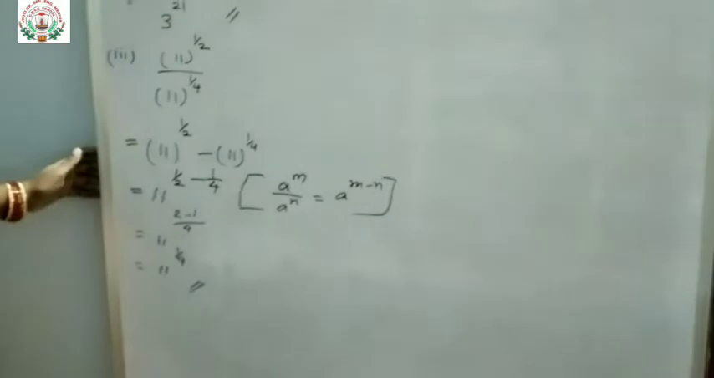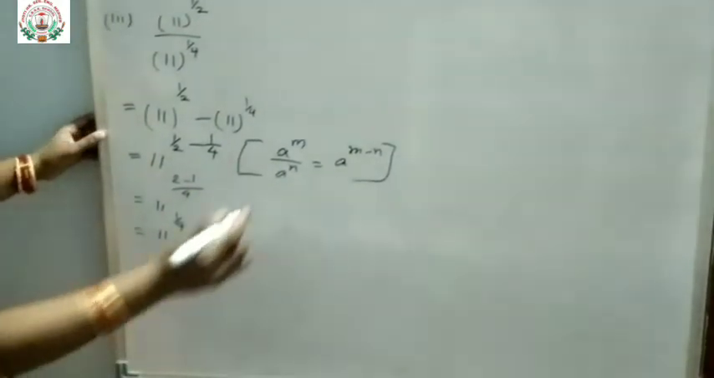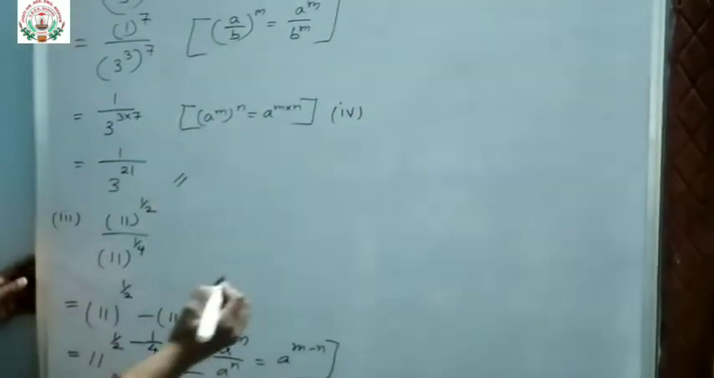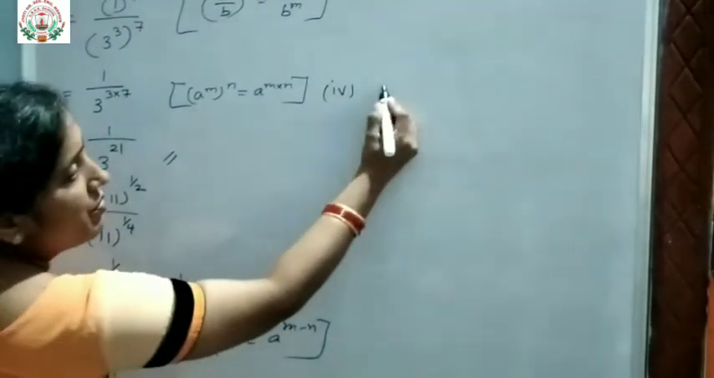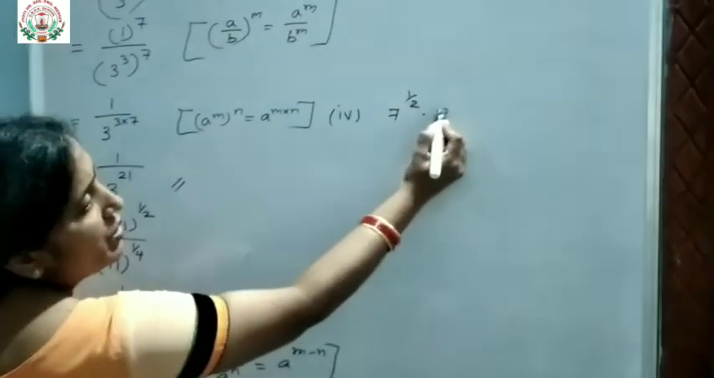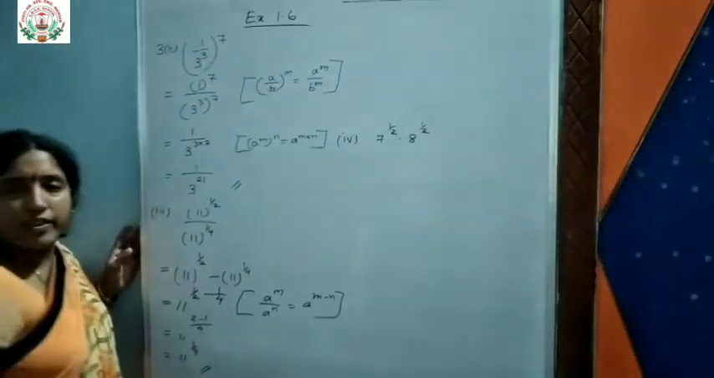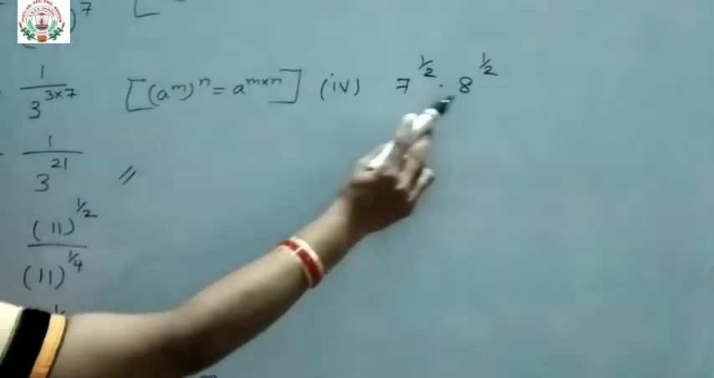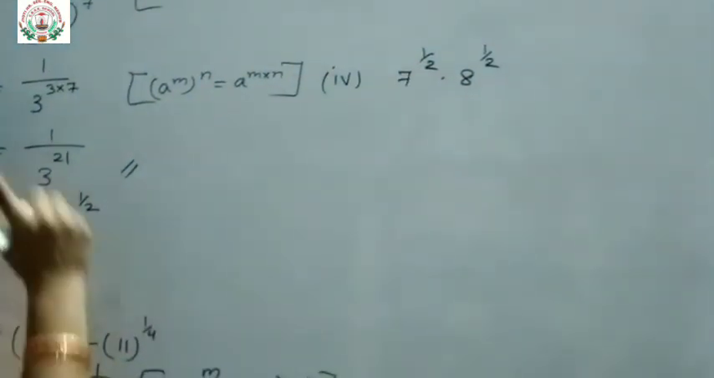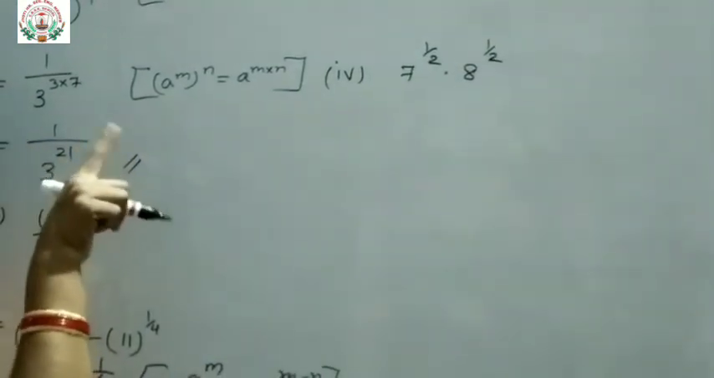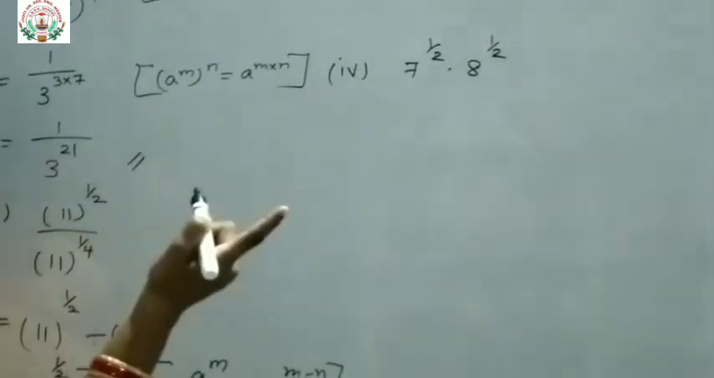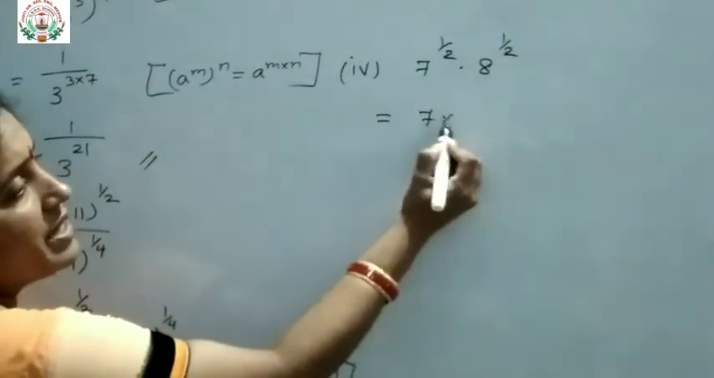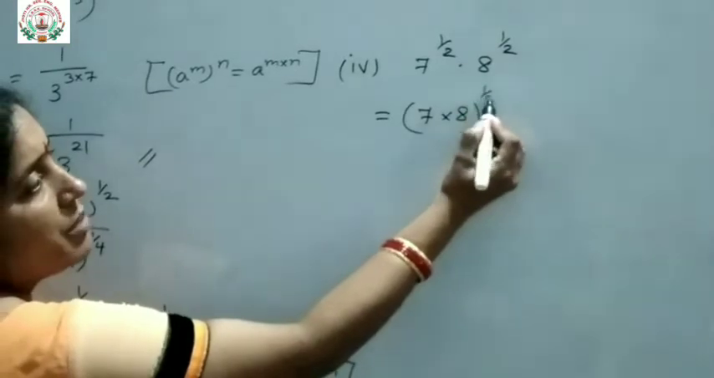Then the fourth question, and the last one of this, is 7 to the power 1 upon 2 into 8 to the power 1 upon 2. Now you can see in this question the powers are the same, the bases are different. So remember the formula: when the powers are the same, what happens to the bases? The bases will be multiplied. So in the same way, here 7 into 8 to the power 1 upon 2.